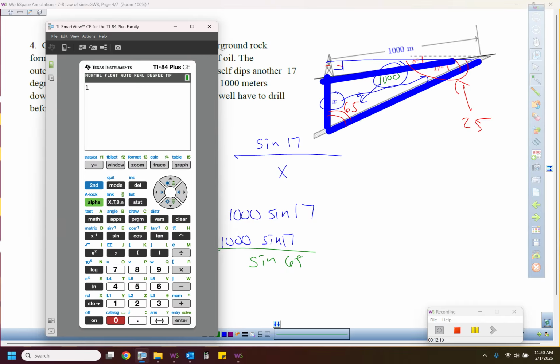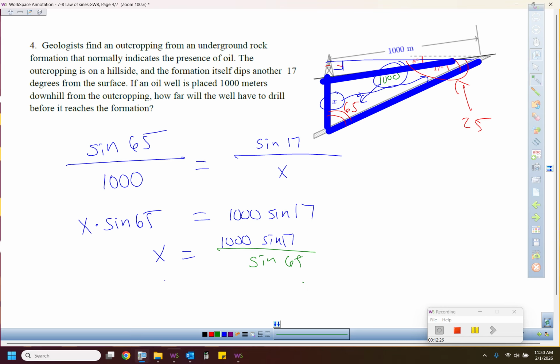1,000 sine of 17, hit equals, divided by the sine of 65. Sorry for the bad handwriting. And I got about 322.6. Is that what they wanted us to round to? So sure, 322.6 meters deep is what that would be. Probably could round it to 323 meters also. So we'll just see what that says. But that's a good one right there.